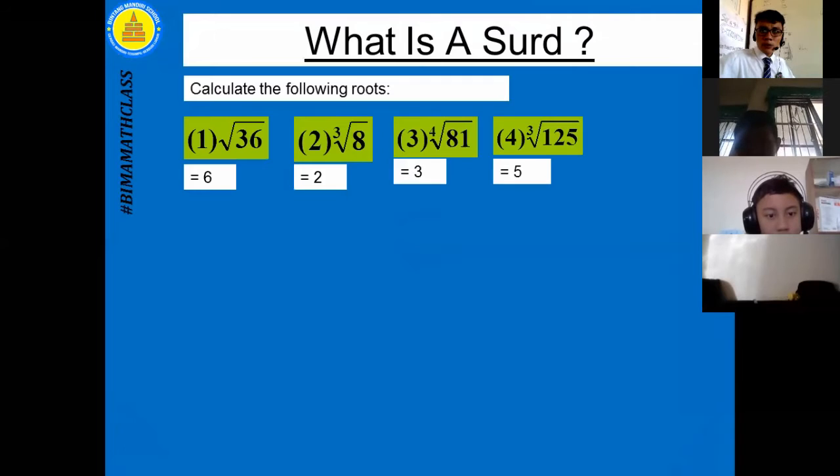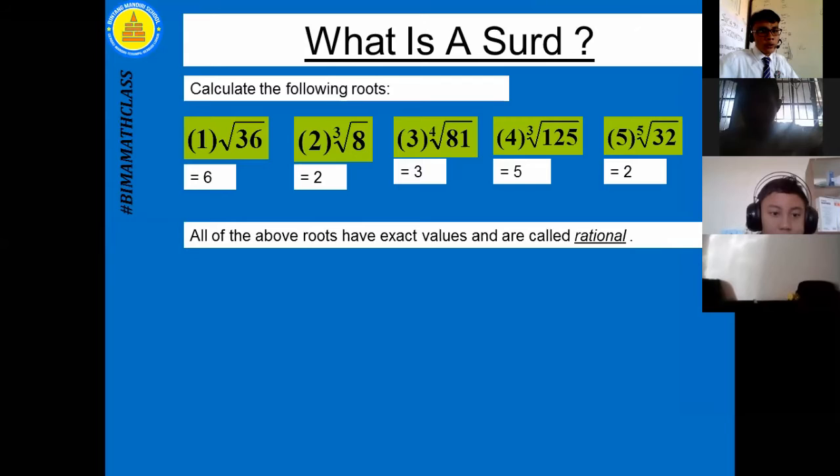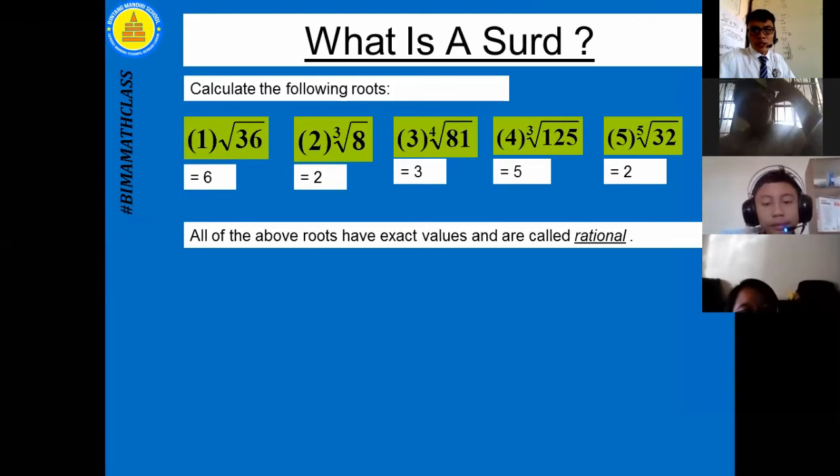Okay, first we explain about the roots. Like the square root of 36 equals 6. The cube root of 8 equals 2. The fourth root of 81 equals 3. The cube root of 125 equals 5, and so on. And all of the above roots have exact values and are called rational. Like 6, it is rational. 2, it is rational.